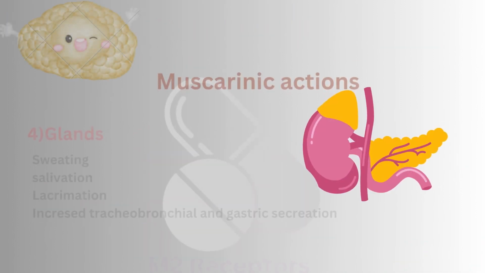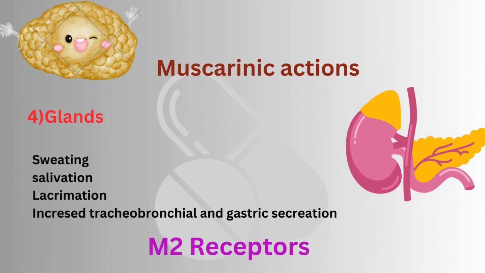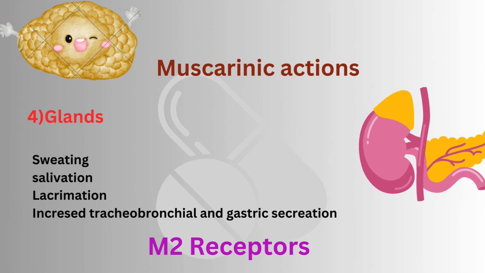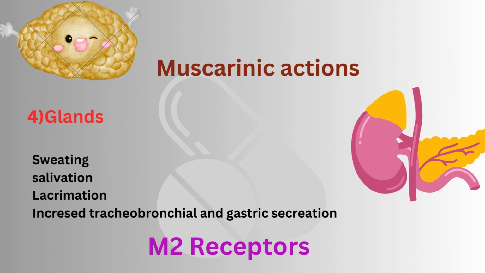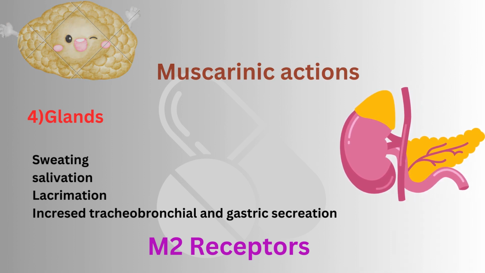In glands, by interacting with M2 receptors, secretion of all parasympathetically innervated glands is increased. Sweating, salivation, lacrimation, tracheobronchial, and gastric secretion get increased, but there is no significant effect on pancreatic and intestinal glands, and no effect on milk and bile.